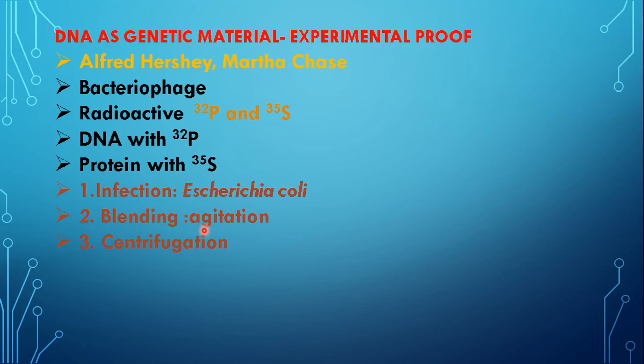Following which, centrifugation was carried out. During centrifugation, the denser particles and the less dense particles will separate out. Thereby, the supernatant and a portion which settles down will be separated. The portion which settles down will be the heavier one, containing the bacterial cells, and the supernatant will be made up of the portion that was left behind by the bacteriophages.